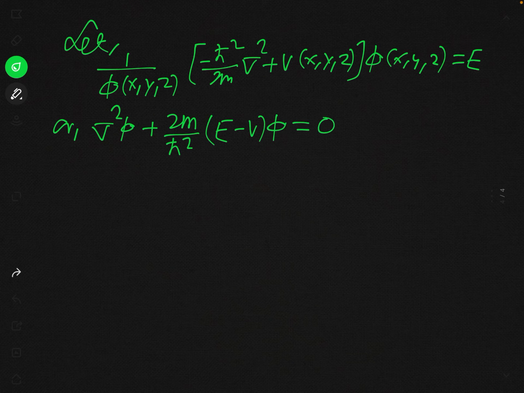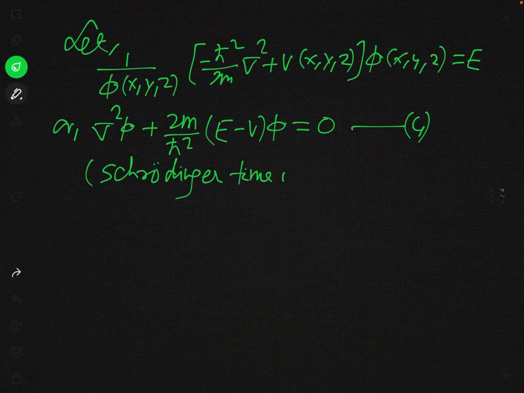0. And as you can see, this is simply the Schrodinger time independent equation. So this is actually the Schrodinger time independent equation.